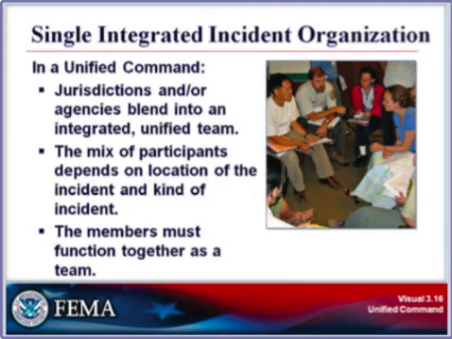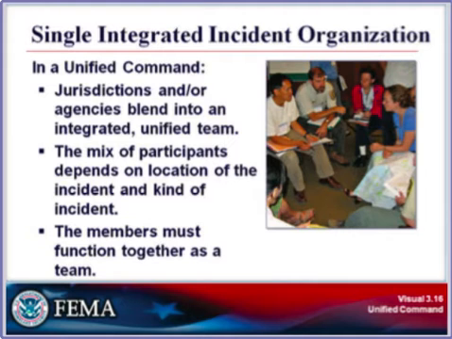The first primary feature of the Unified Command is a single integrated incident organization. Under Unified Command, the various jurisdictions and/or agencies are blended together into an integrated, unified team. The resulting organization may be a mix of personnel from several jurisdictions or agencies, each performing functions as appropriate and working toward a common set of objectives. The organization should be staffed by the most qualified and trained personnel from each organization.